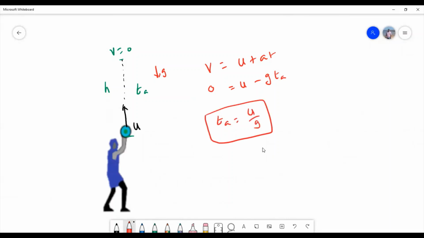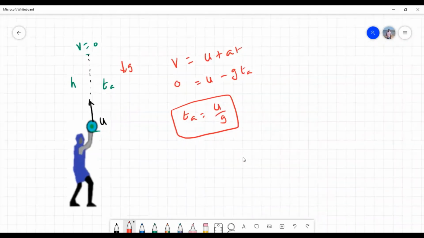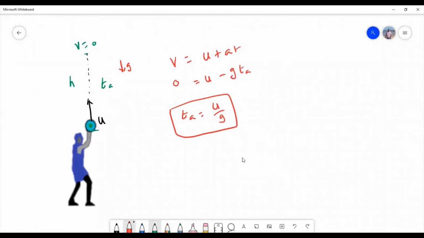The equation of time of ascent is u by g. It's a very important point to understand. The time of ascent depends on velocity and on the acceleration due to gravity at that place. So the higher the value of gravity, the less time taken, because the body cannot reach greater heights. It will come down in less time because there is more gravitational force.